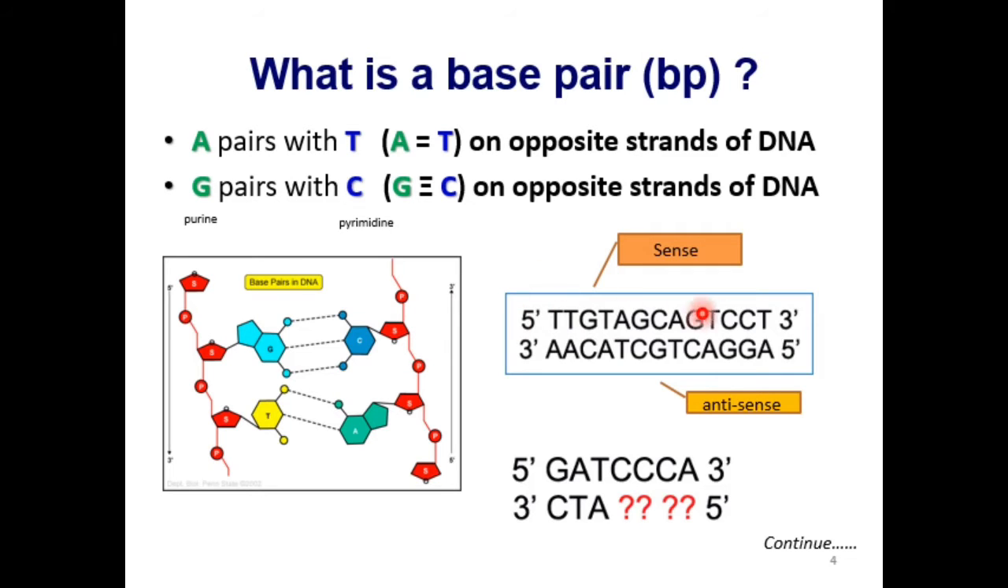This is the first strand, we call it the sense, and the other one we call the anti-sense strand. So you can guess, if this is the sequence of the sense strand, what will be the sequence of the anti-sense strand?